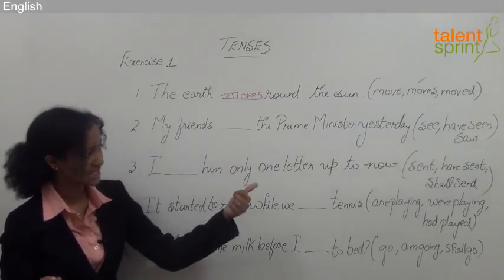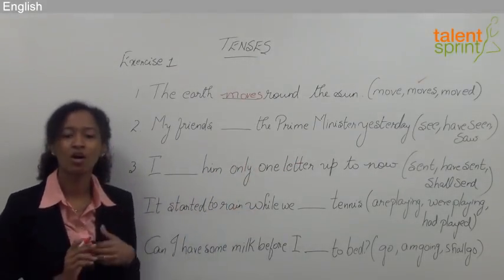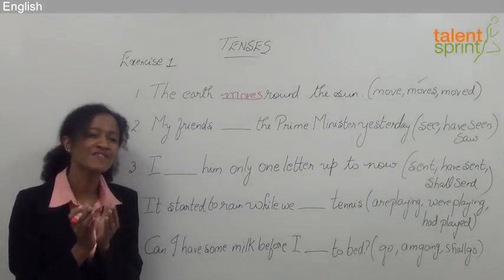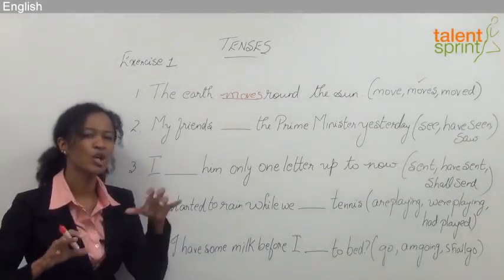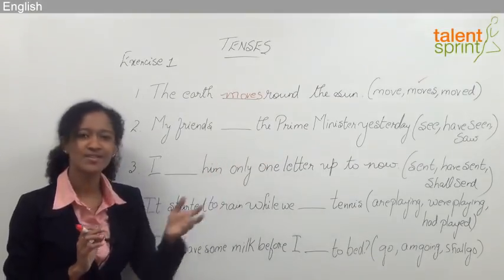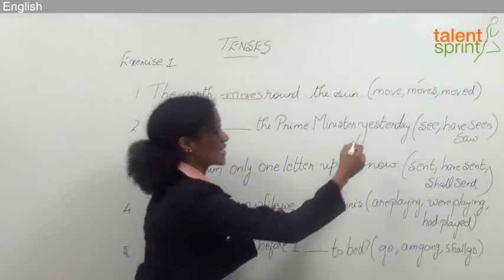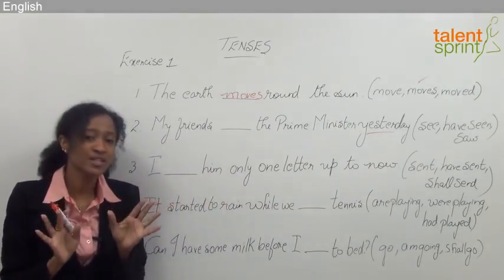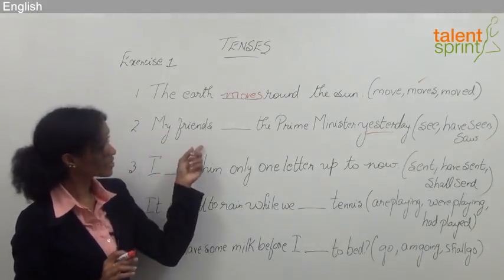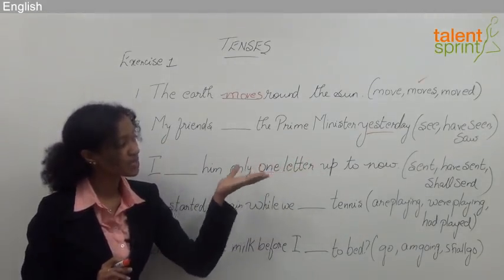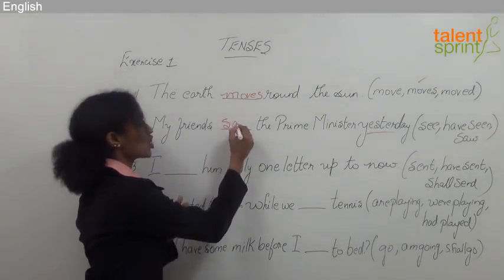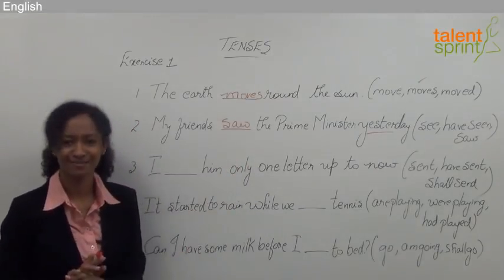The second one, my friends dash the Prime Minister yesterday. The options are see, have seen, and saw. Now there is a hint word in the sentence which is helping me identify the tense of this sentence. Which word is that? Yes. So yesterday is my hint word, which means the action has to be in the past, right? So my friends, what is the option that is giving me the past tense of the verb see? Saw. So my friends saw the Prime Minister yesterday, right?